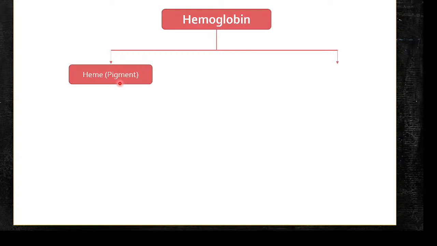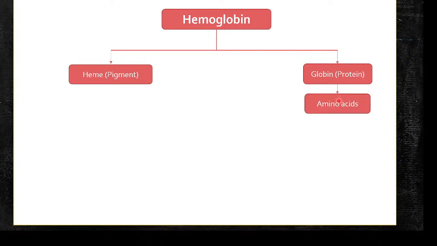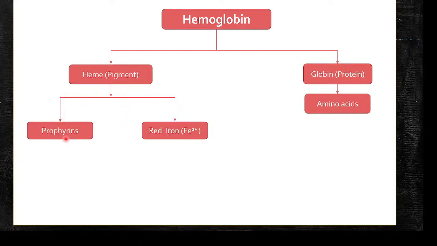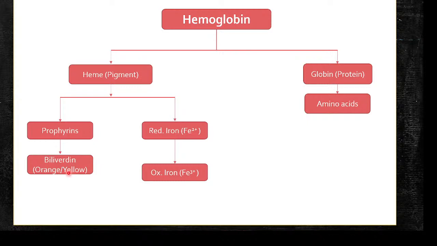So hemoglobin is broken down into heme and its protein part globin. The protein is further broken down into its amino acids, which are reused, and heme is further broken down into porphyrins and iron. Iron is further oxidized into its ferric iron form, and porphyrins are further broken down into biliverdin. Biliverdin is oxidized to bilirubin.